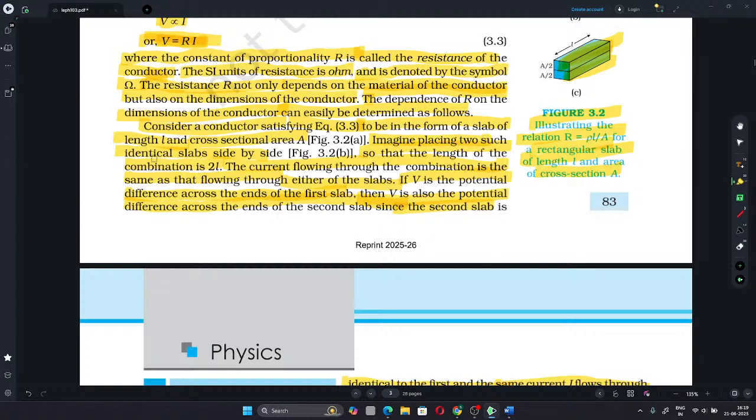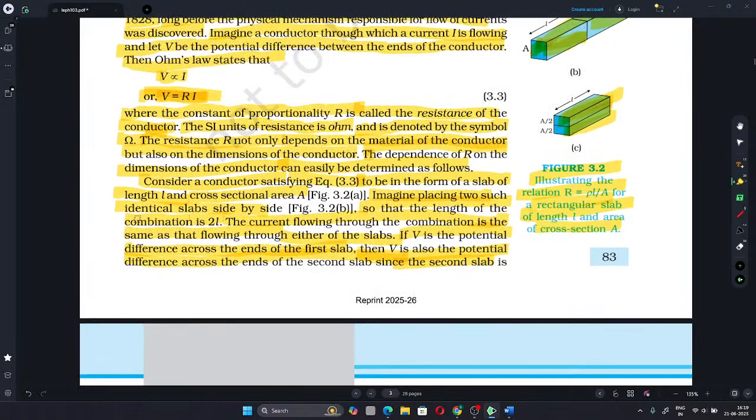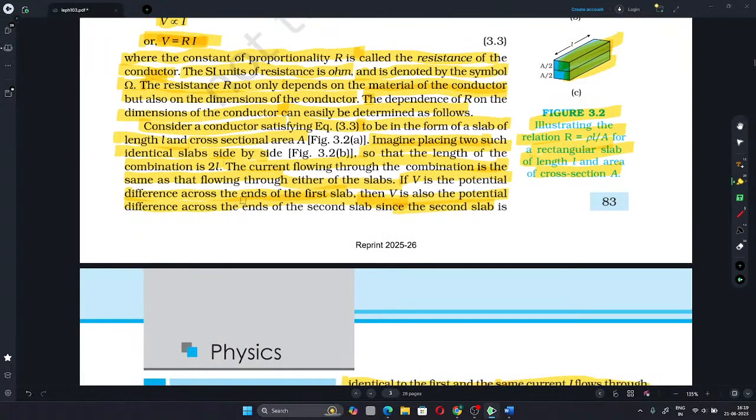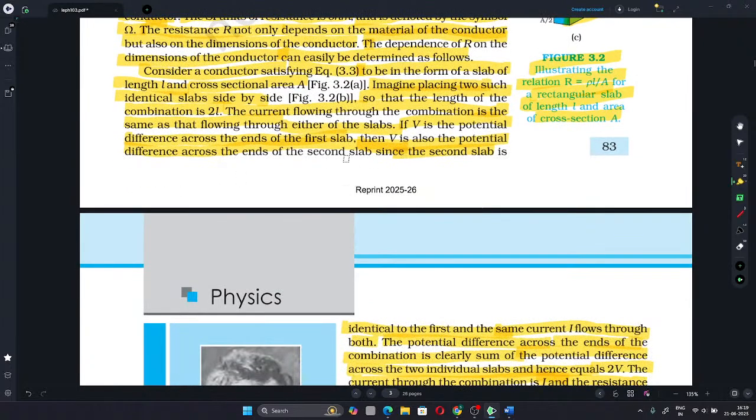Imagine placing a slab of length L and cross section A, similar to the figure which we took. Imagine placing two such identical slabs side by side so that the length of the combination is twice the individual length, or 2L. The current flowing through the combination is the same as the current flowing in either of the slabs. If V is the potential difference across the ends of the first slab, then V is also the potential difference across the ends of the second slab.